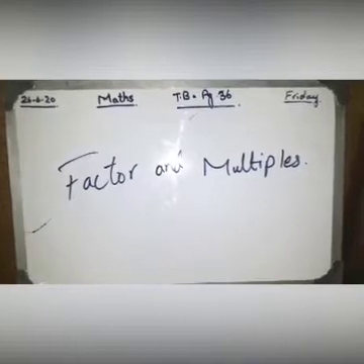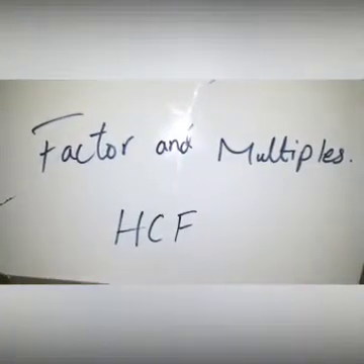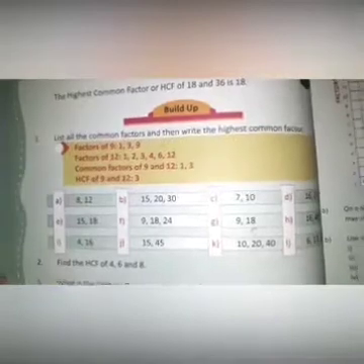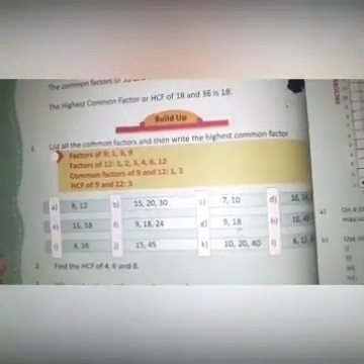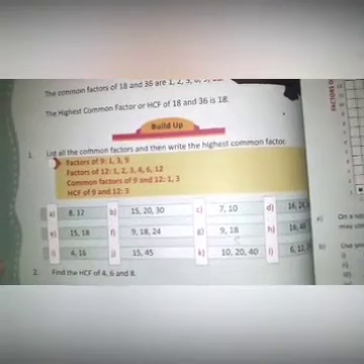Page number 36, the chapter Factors and Multiples, and the topic is HCF. On page number 36 you have the build up and the question is: list the common factors and then write the highest common factor. HCF means highest common factor.